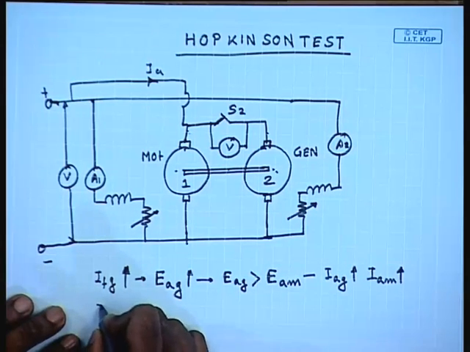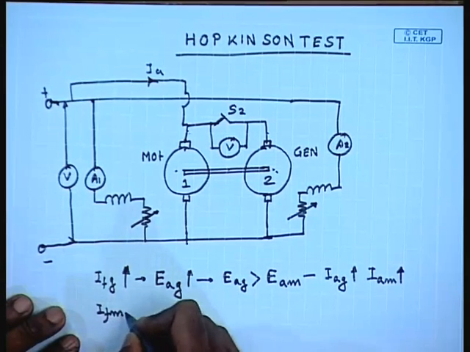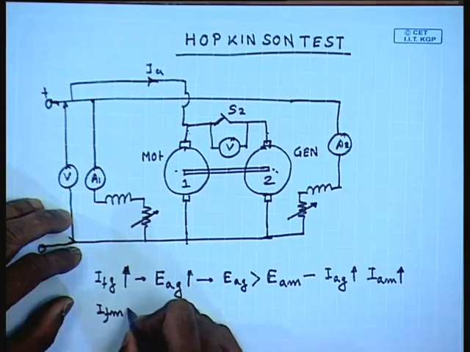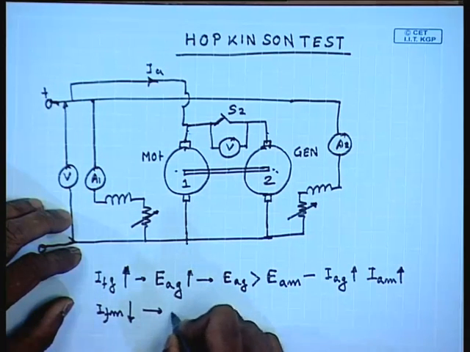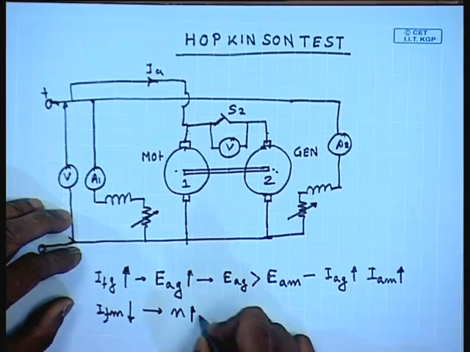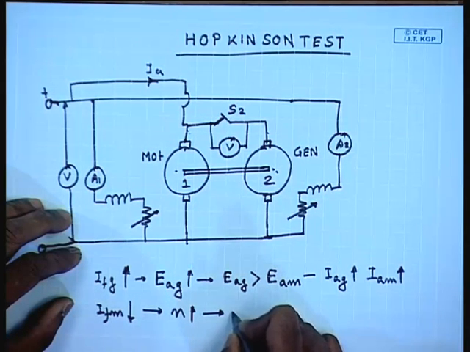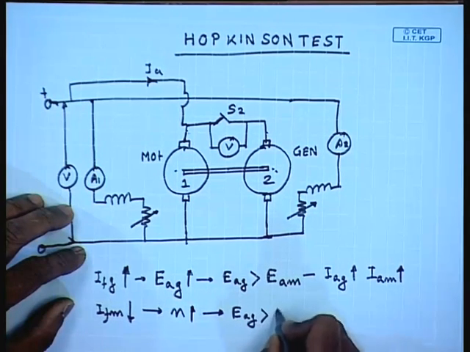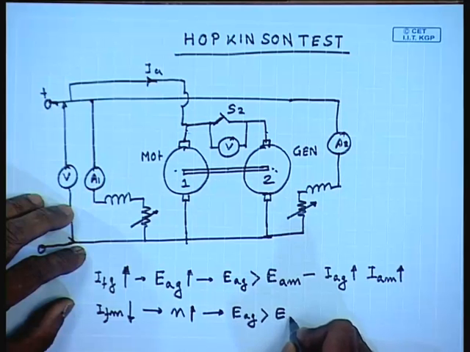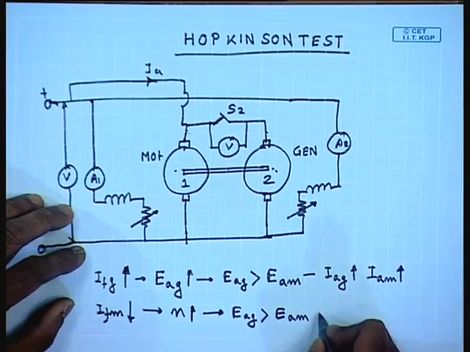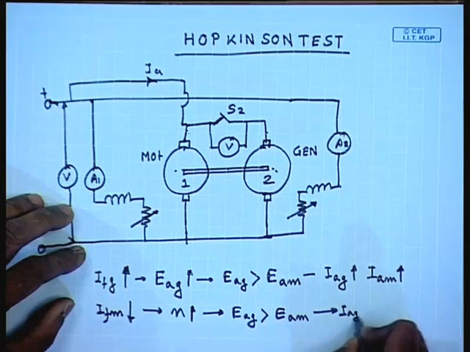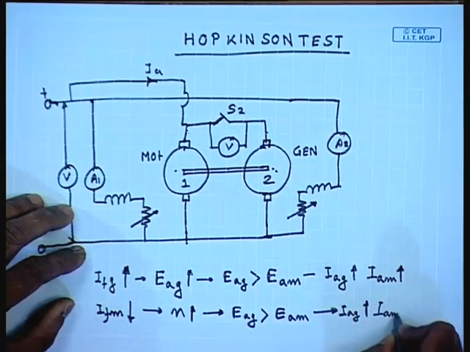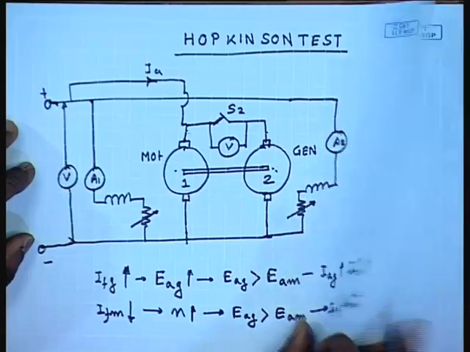Similarly, if we reduce the motor field current, this will lead to an increase in the speed of the set, which will in turn lead to an increase in generated voltage, which will again make the generated voltage greater than the motor back EMF, which will increase the IAG and IAM. So, this way we can adjust the loading of the two machines.